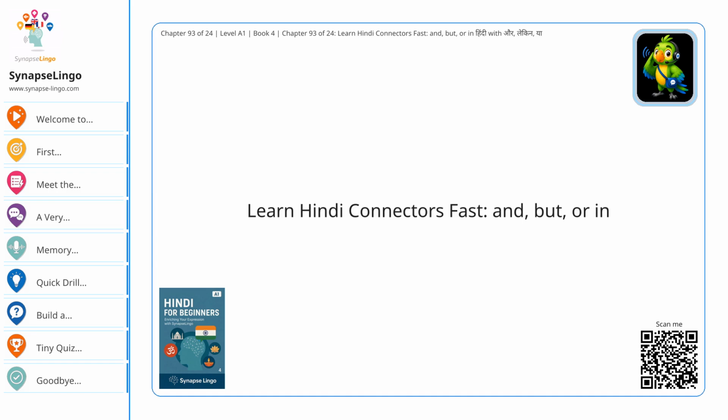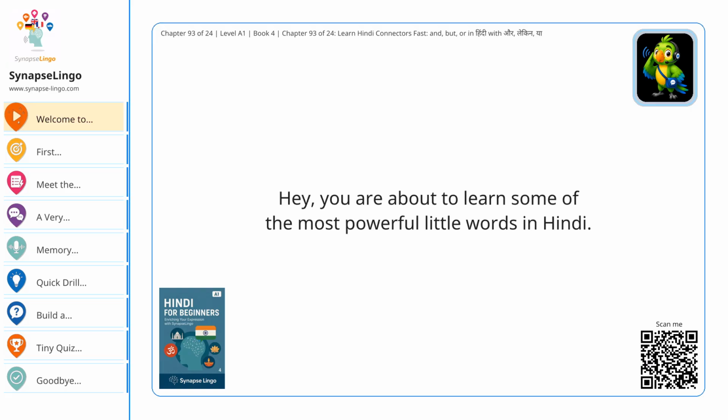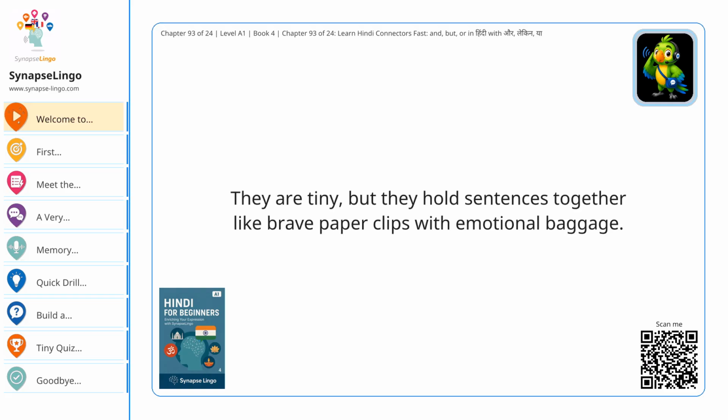Learn Hindi connectors fast: and, but, or in Hindi. With और, लेकिन, या. Welcome to the Tiny Word Circus. You're about to learn some of the most powerful little words in Hindi. They are tiny, but they hold sentences together like brave paper clips with emotional baggage.